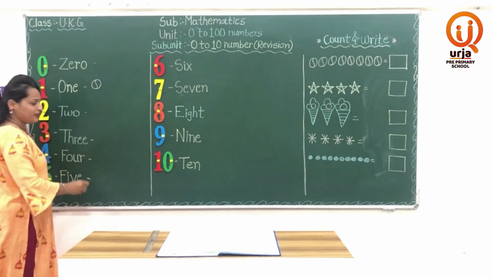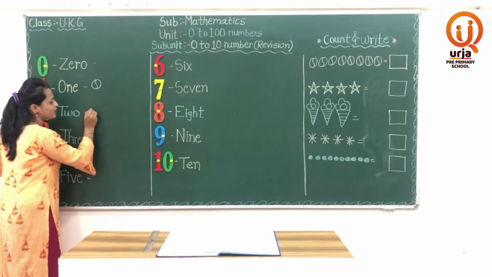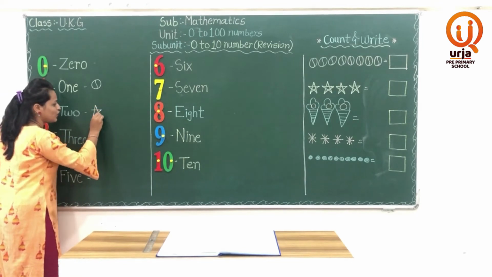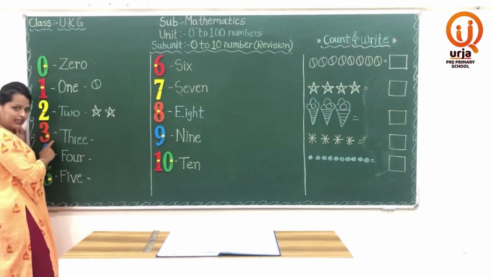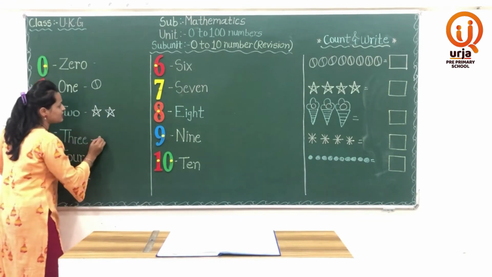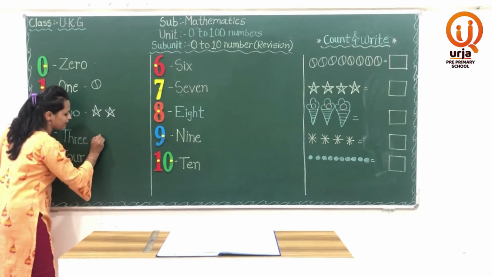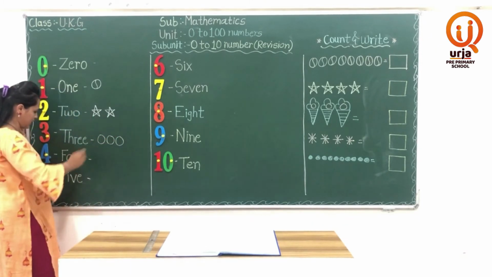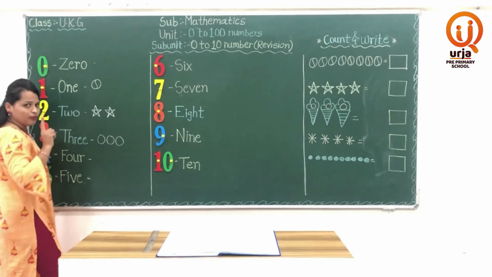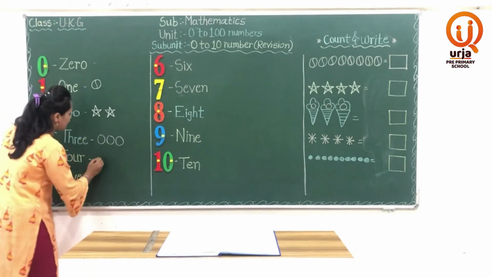one ball. Next, 2. Number 2 denotes two objects. Number 3. Number 3 denotes three objects. 1, 2, 3. Number 4. Number 4 denotes four objects.